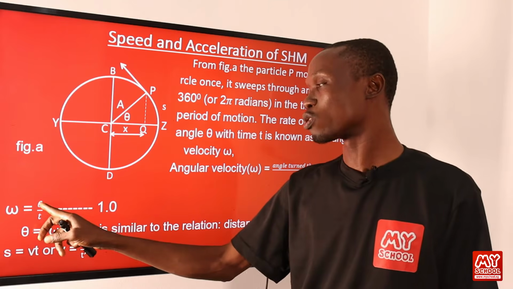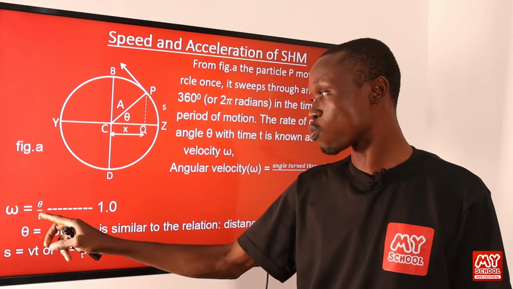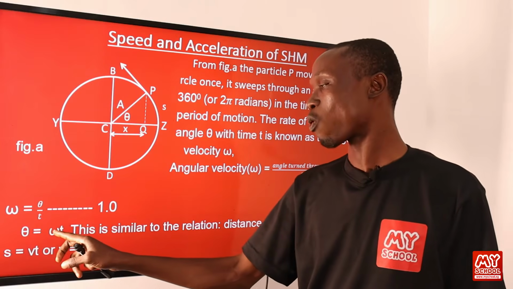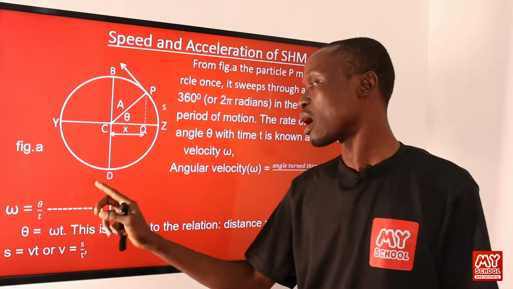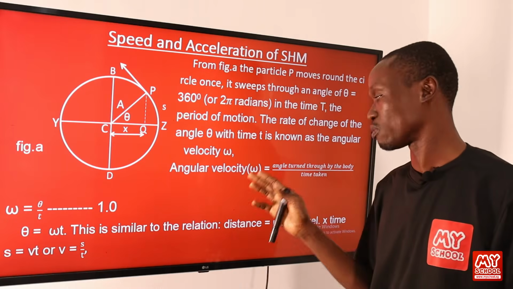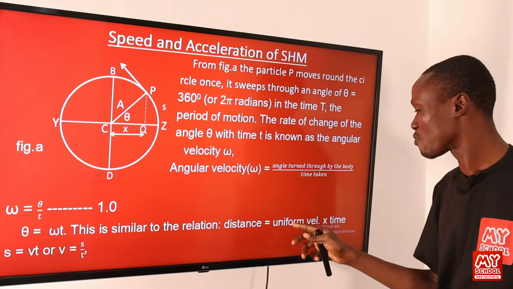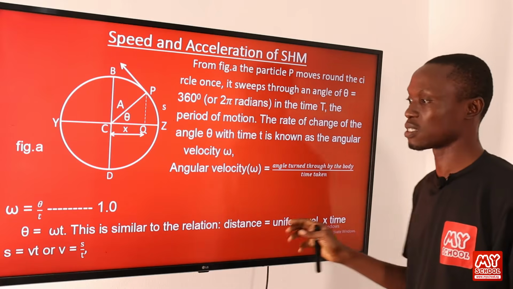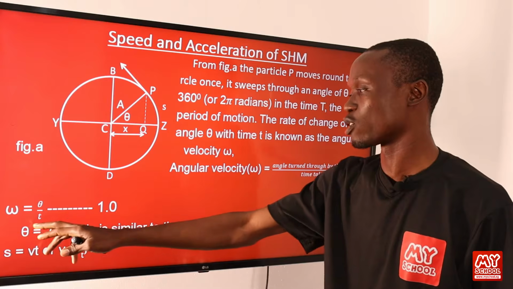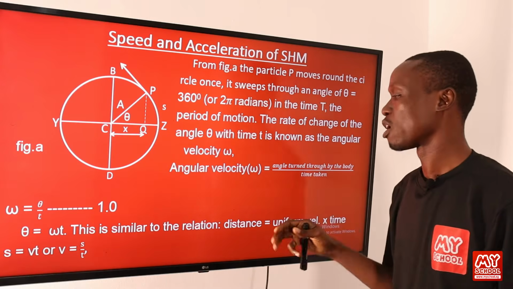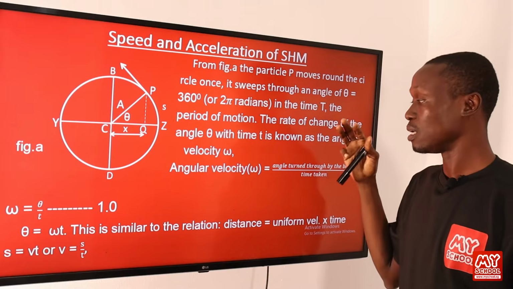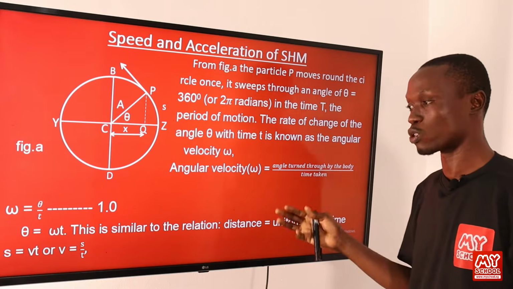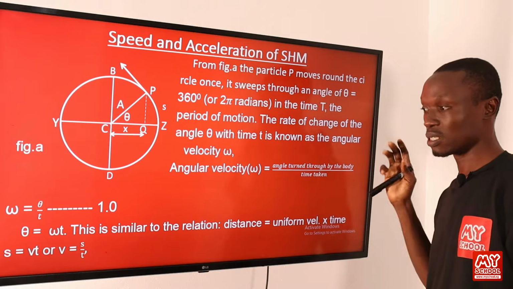So we can make the angle the subject of formula, so that we'll cross multiply, so that the angle theta becomes omega t. And this omega t is similar to the relation distance equals uniform velocity times time. So what I'm saying in essence is that this formula, theta equals omega t, is similar to linear motion, where distance is equal to uniform velocity times time.